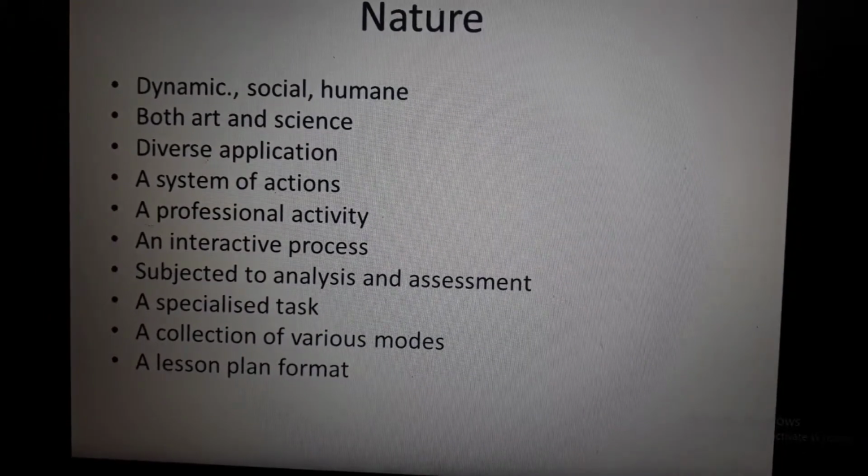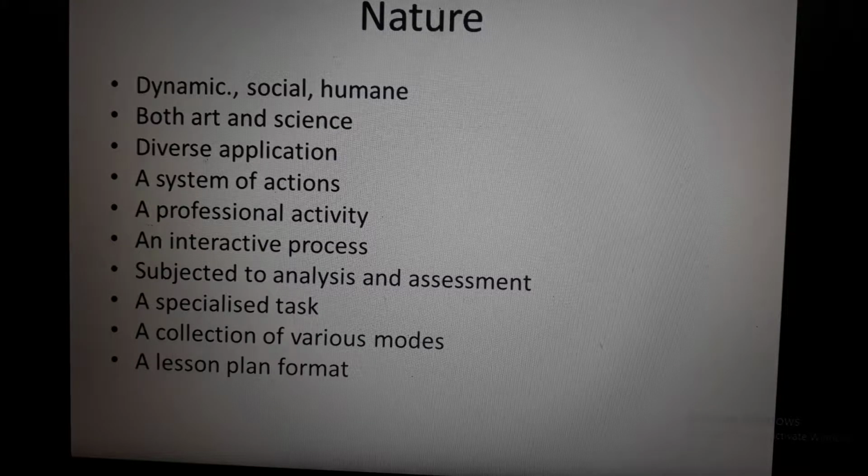Okay. So, subject to analysis and assessment, because after the teacher has taught all the lessons, the teacher must also analyze whether the student understands it or not. So it also provides feedback for further improvement. Teaching is a specialized task and may be taken as a set of skills for realization of certain objectives.